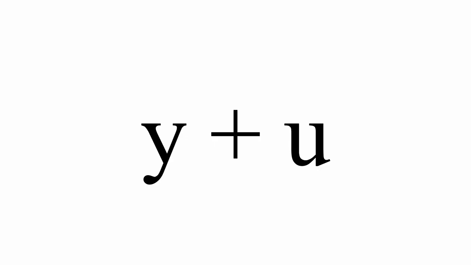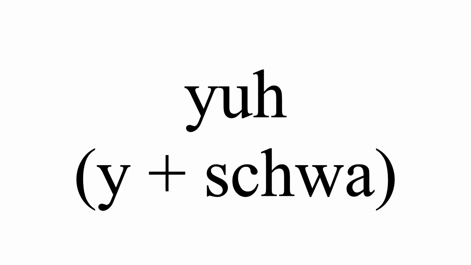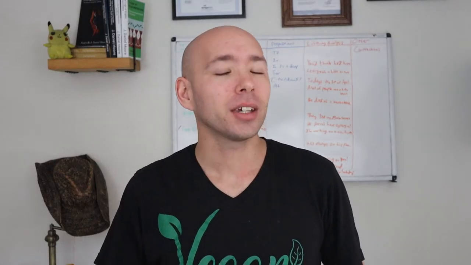First we have you. Now this is the Y consonant sound plus the oo vowel sound. Not OU, just oo. You. We know this is often reduced to ya, but in this particular case it's not. And there's a couple reasons for that which we'll come back to.